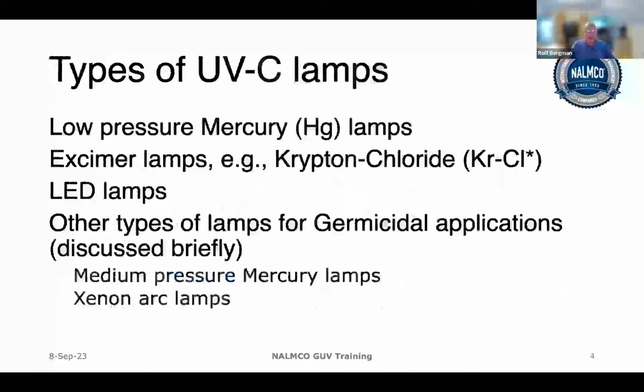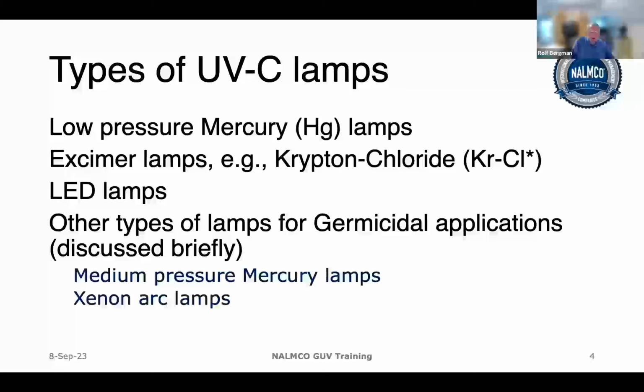So going on then to the main portion of this section, the overview is that we will look at low pressure mercury lamps. Mercury has Hg as the name for mercury. We will look at excimer lamps, particularly one kind of excimer called krypton chloride. Those are the two gases that are mixed together to create the discharge. We'll look at LED lamps, light-emitting diodes that can emit in the UVC region.